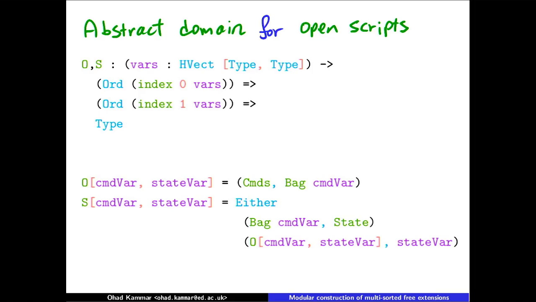So I'm going to define abstract domains for commands, which I call O, because it's a monoid, and for states. This is how I'm going to define them. Give me some variables, command variables, and some state variables. The abstract domain for the monoid is going to be a command, one of those compressed commands, together with a bag, a dictionary, a multiset, of the command variables that appear in the script. That's because I'm taking advantage of the fact that my monoid is commutative, so I can push one thing to one side and everything else to the other side.